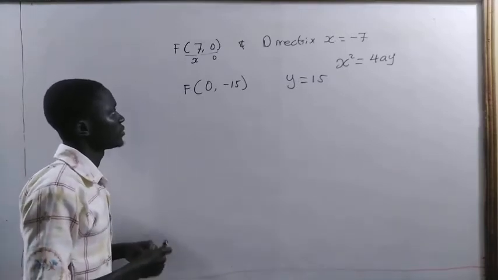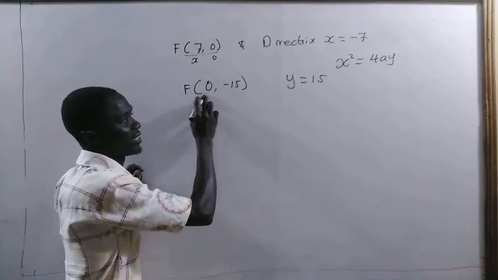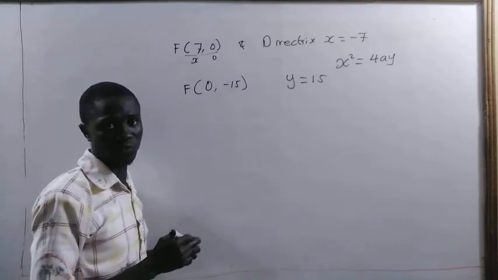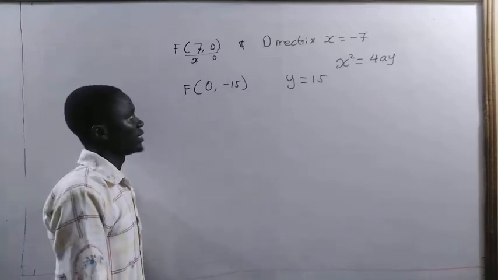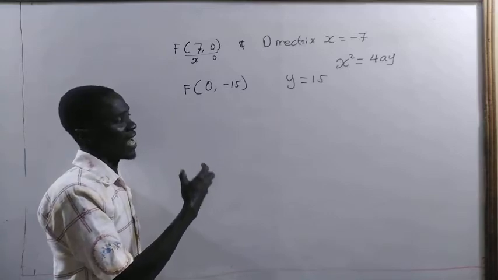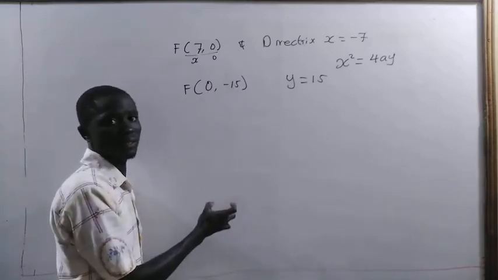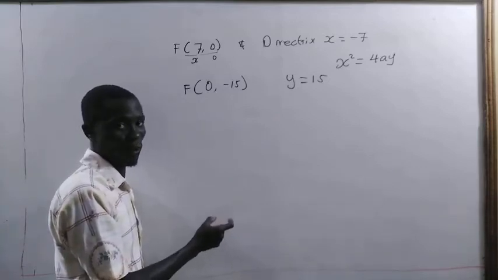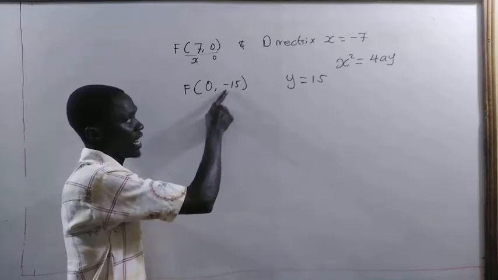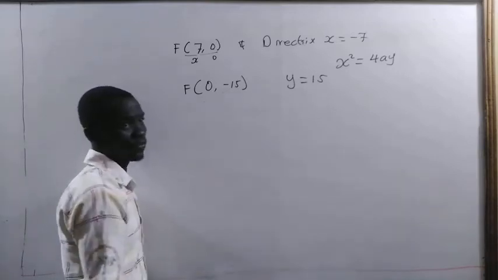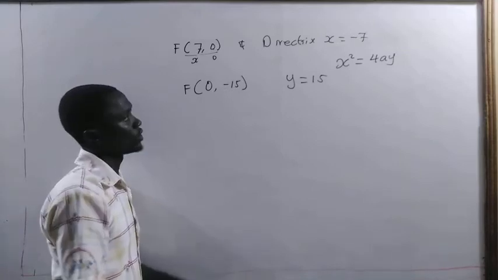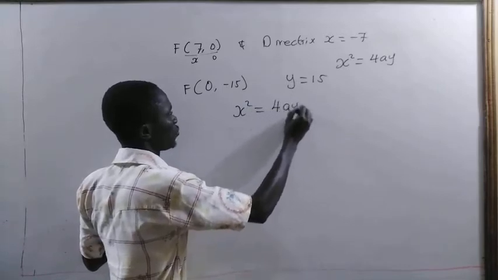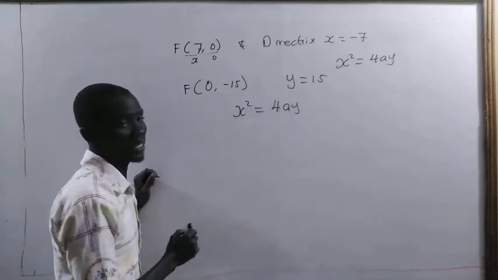So here, since we have 0, then it means on the x-axis we have 0, on the y-axis we have negative 15. So this shows that the parabola has its axis of symmetry on the y-axis. And on the y-axis we have negative 15. So the focus is on the negative y-axis. So here we write x squared equal to 4ay. Very simple as that.